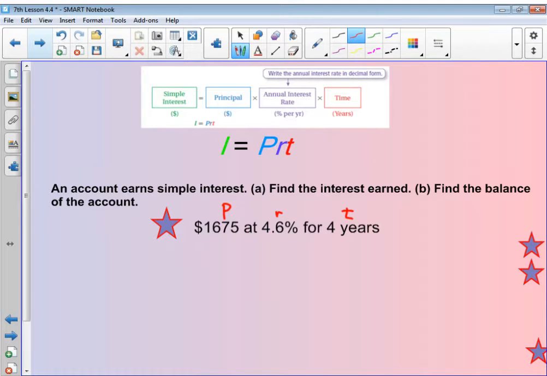So go ahead, pause your video, and work your way through plugging this information in and then solving for the interest as well as the balance.